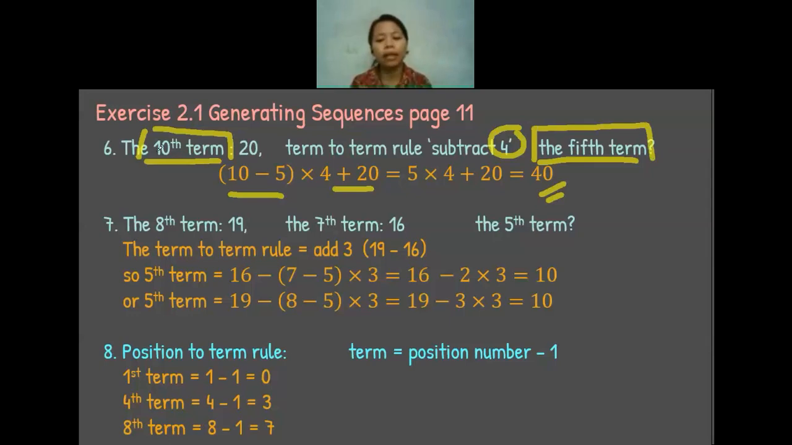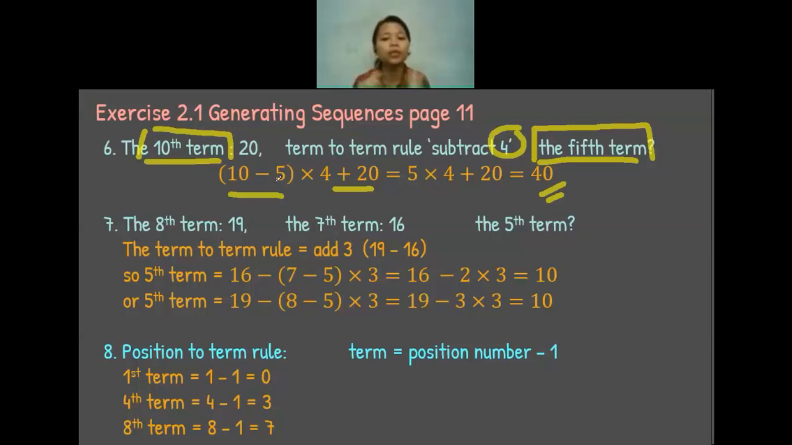In here, the 10th term and the 5th term, that's why I do 10 minus 5. I need to find the difference between the two terms, the unknown and then the given one. I need to find the difference for the position number. The 10th term, the position is 10. The 5th term, the position number is 5. So 10 minus 5, it will be 5.